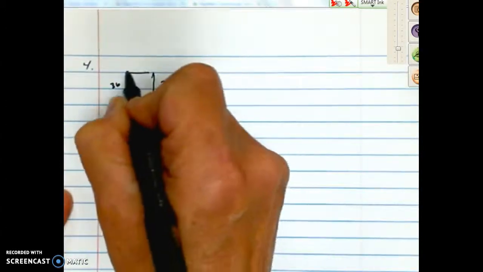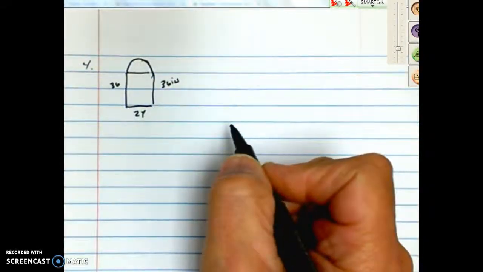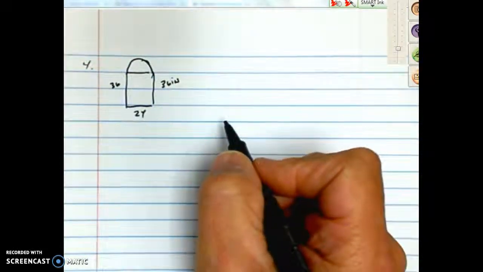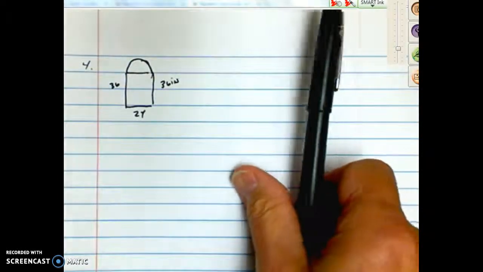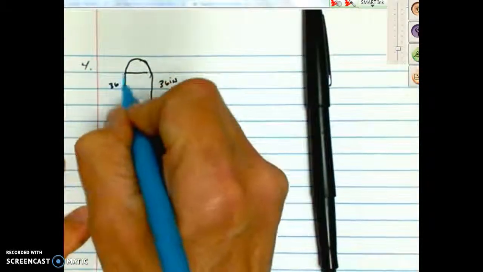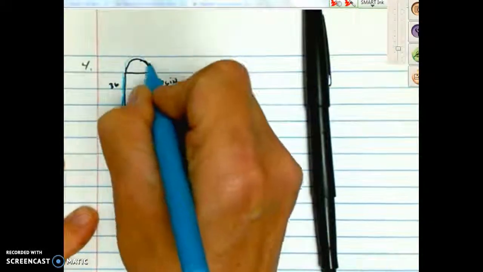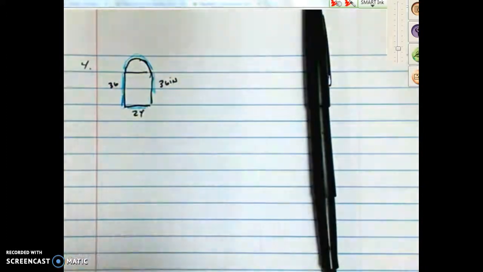So not that end, but this end is a half circle. So we're going to find out how much we need around the whole outside edge. So kind of all the way around this part right here. If you color that in, we want all the way around this part right there.